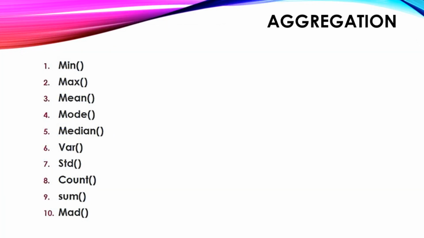So here is the last topic, aggregation. In our previous video I described aggregation and different methods of aggregation. All the methods we have seen in the last video. Here there is one more method, that is MAD. MAD stands for mean absolute deviation. As we have used all the functions, same way we have to use the MAD function and we can see the output of that function.